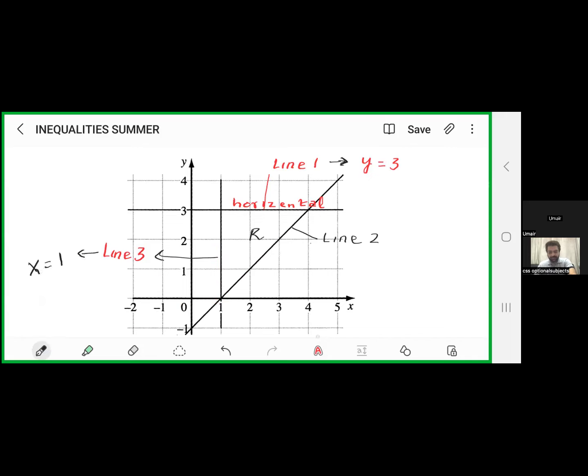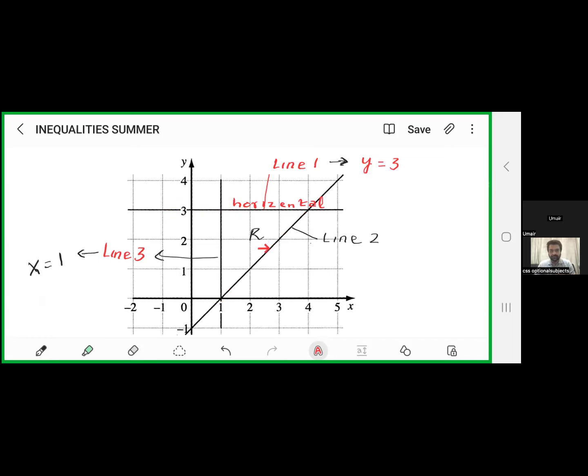Whenever there is a vertical line, its equation will be in x from the point where it passes through the x-axis. If it is passing through 1 on the x-axis, its equation will be x equal to 1. If it is a horizontal line, its equation will be in y. You just have to observe which value of y the line is passing through, and you can write its equation. The third one is this inclined line.